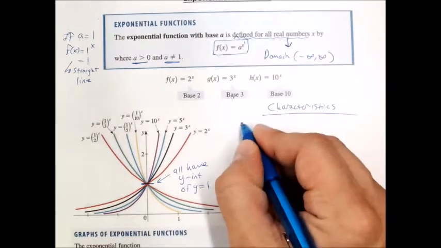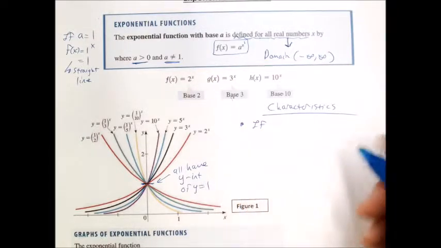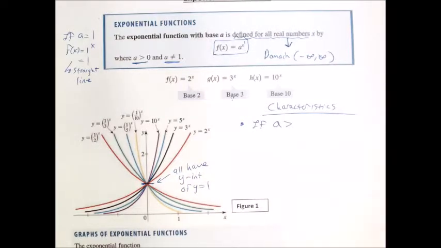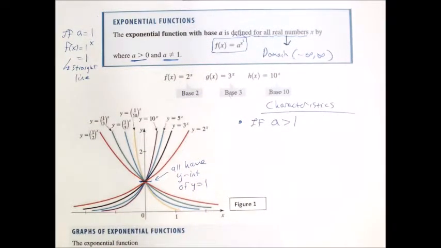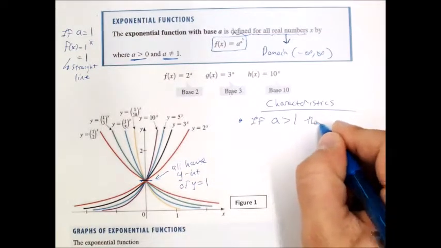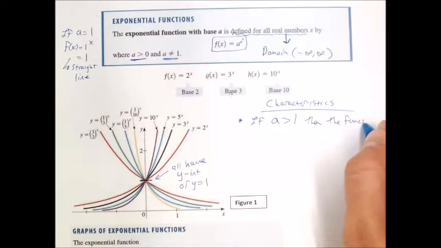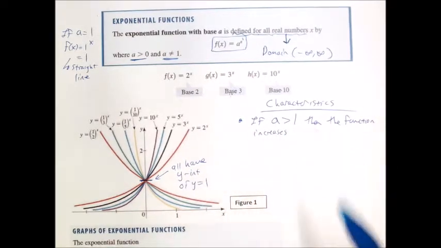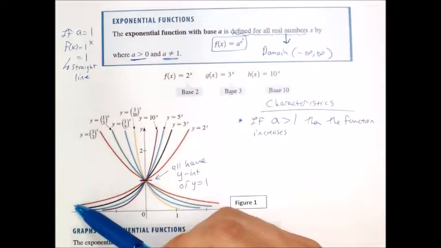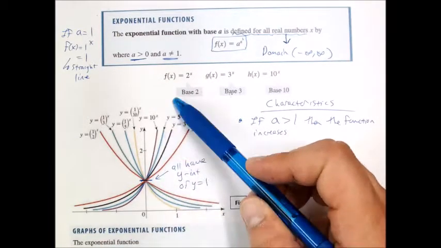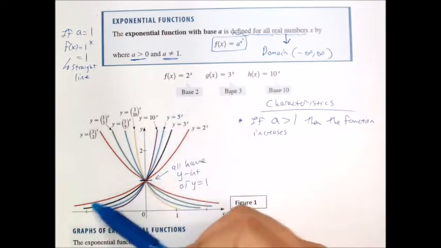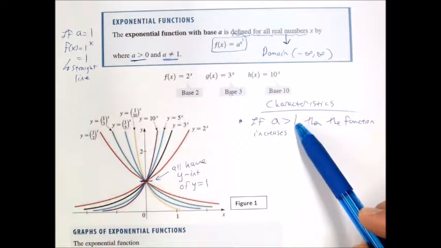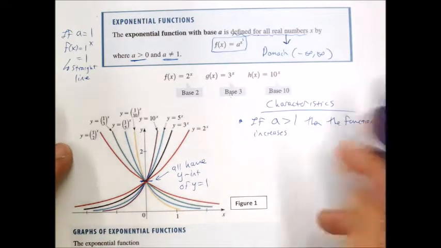The first thing is that if the base is positive, so if A is bigger than 1, not positive, they're always positive. If A is bigger than 1, then we have an increasing function. And by increasing, I mean when you go left to right, these things go up. When I'm looking at all these ones, they start over here, and they increase, and they go up. And so if we have a base that's bigger than 1, the function increases.